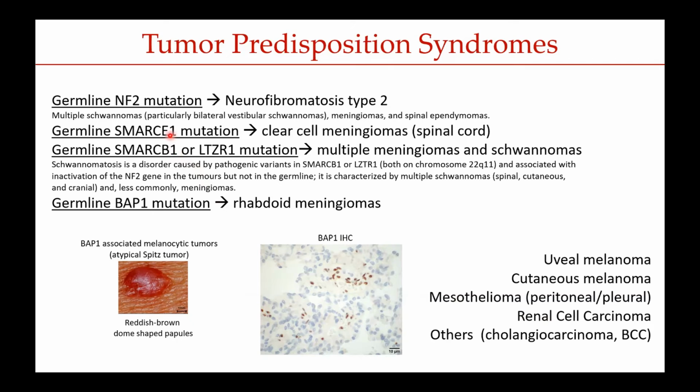SMARCE1 germline mutations can lead to clear cell meningiomas, typically of the spinal cord. SMARCB1 and LZTR1 mutations can be found in patients that have multiple schwannomas and also multiple meningiomas. These patients have a lesion in one of these, and then they pick up an NF2 mutation and inactivation as well, and that leads to the formation of these tumors.